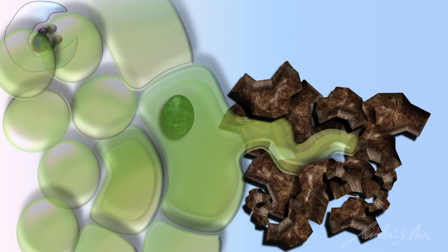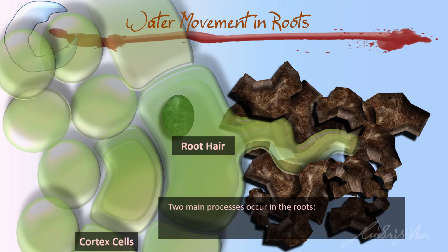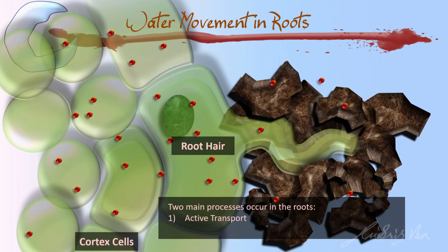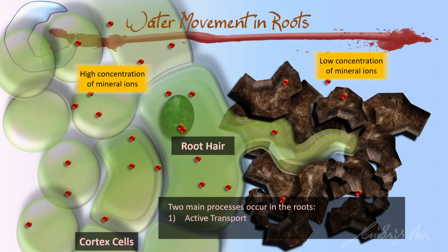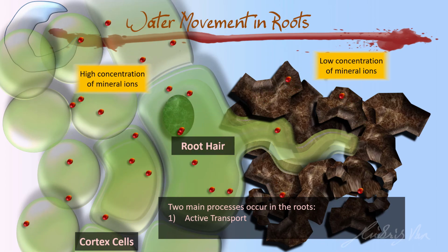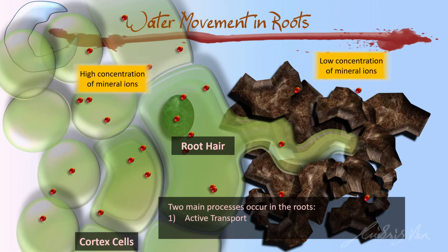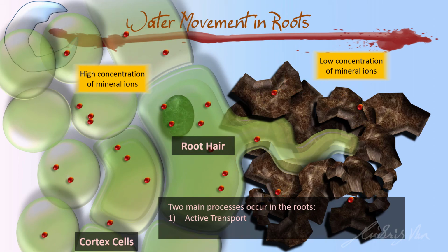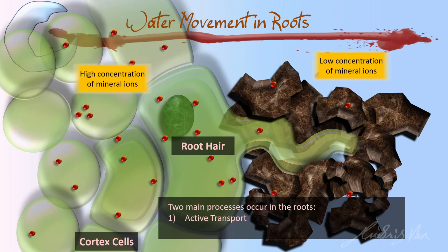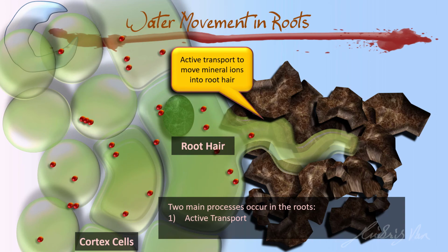Next, let's look at plants, specifically the root. Inside the root, two processes actually occur. We will first talk about active transport. In the root, the concentration of important mineral ions is actually higher than the concentration of mineral ions in the soil. So what is going to happen is the root will use active transport to move the mineral ions into the root hair cell.